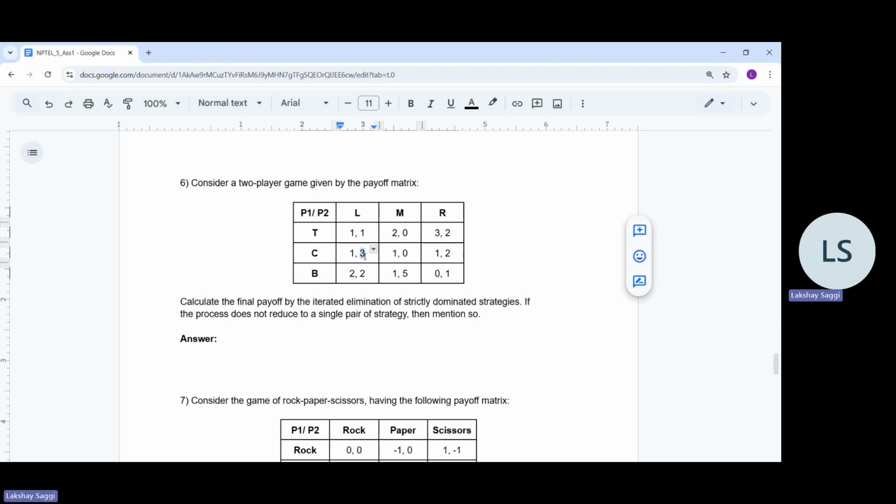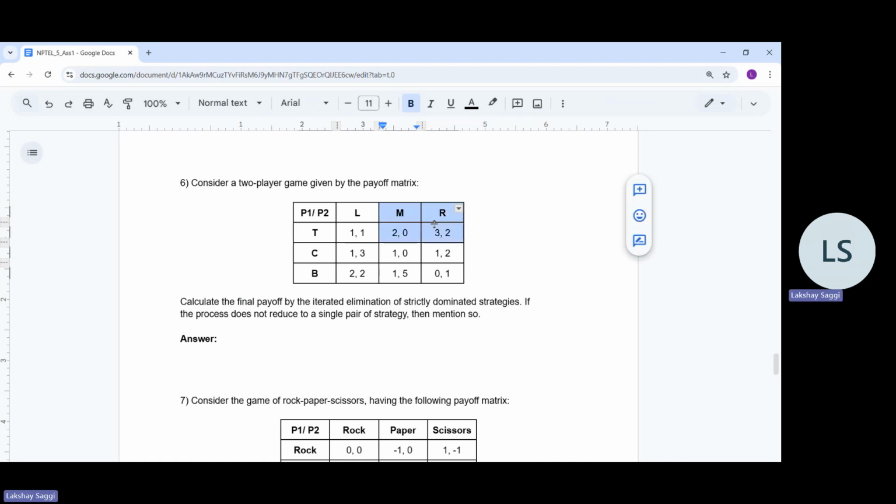If the row player plays C, then again 3 is greater than 0, so L is a better choice. But here we see that 2 is actually less than 5. So if the row player plays B, then L is not a better choice, but M is. So between L and M, no strategy dominates the other, because there are some cases where L is strictly better and some cases where M is strictly better.